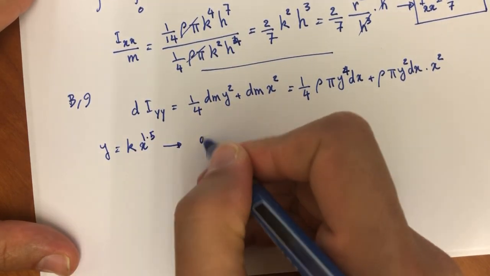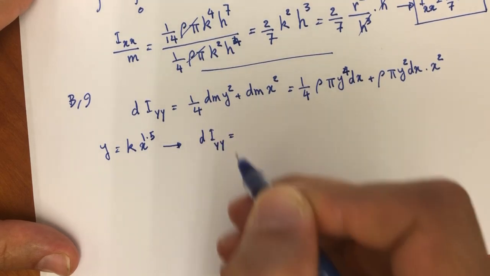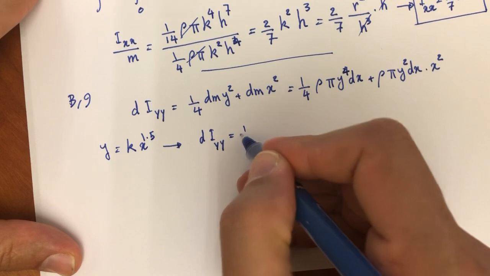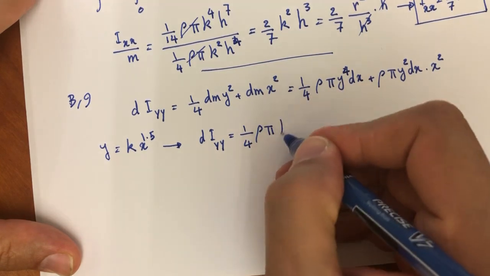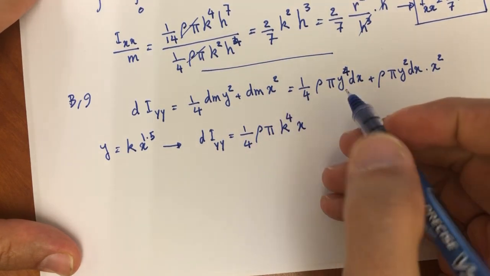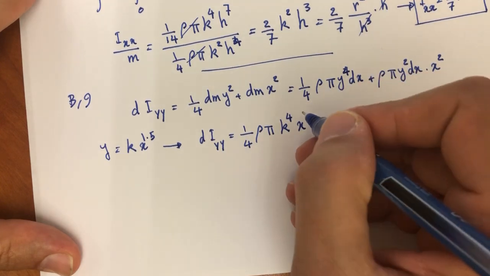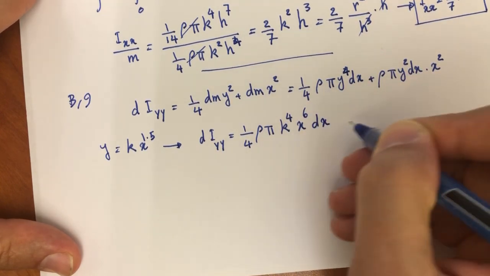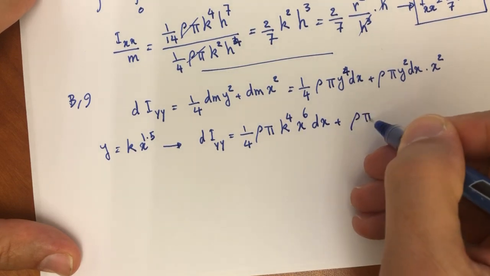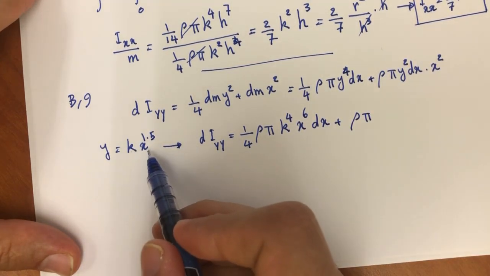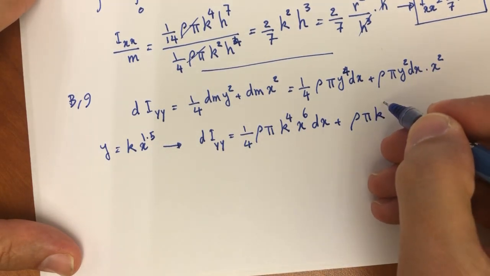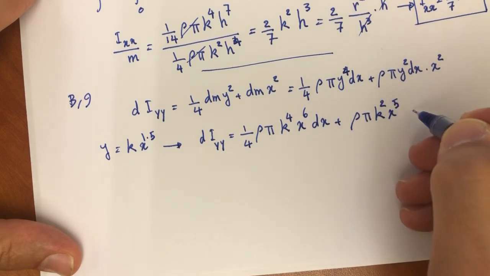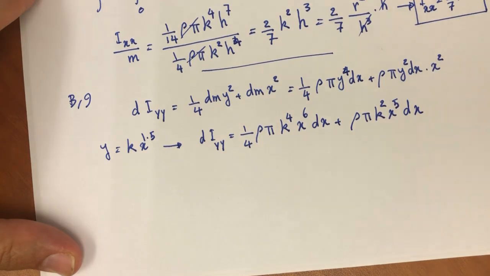If I do that, then dIy is going to be equal to 1/4 rho pi y to the 4, which is going to be k to the 4, and x to the 1.5 times 4 is going to be 6, dx, plus rho pi y squared again is going to be k squared times x to the 3 times x to the 2 is going to be x to the 5. So k squared times x to the 5 dx. Now we can integrate two sides of this equation, right?